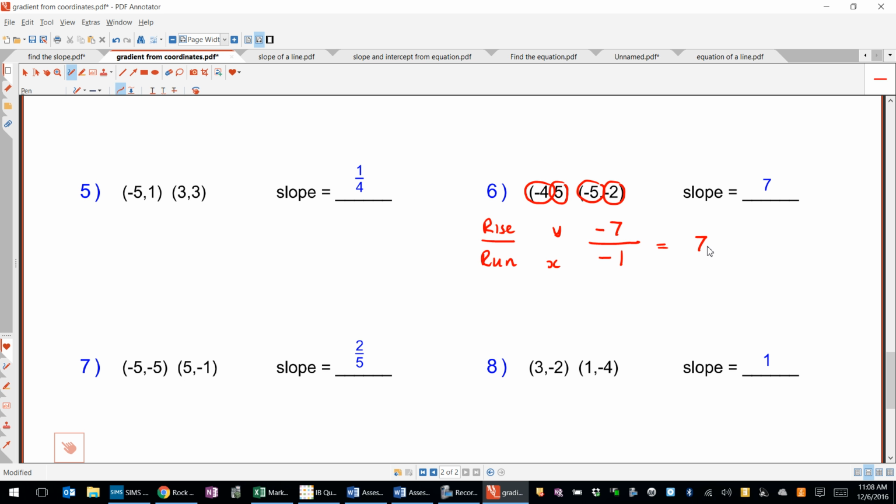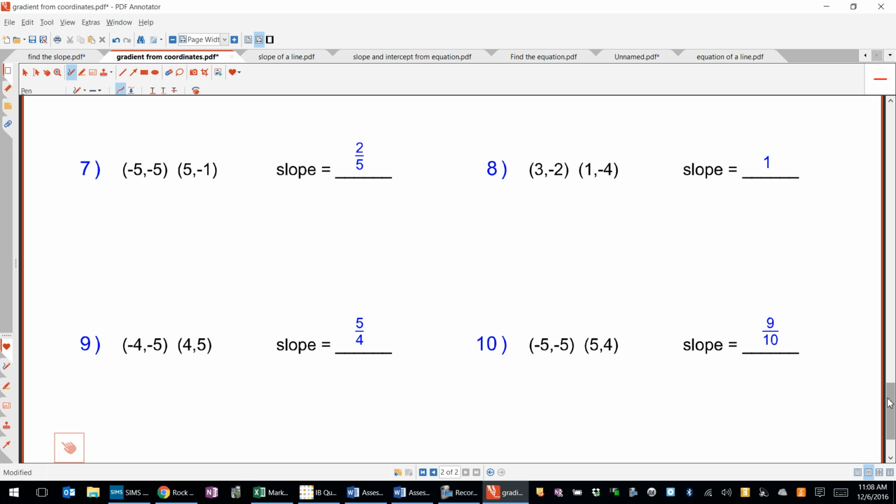Any more questions on any of those? Wait, the last one. Is that what you just said? No. The next page. Okay. Is it this one?